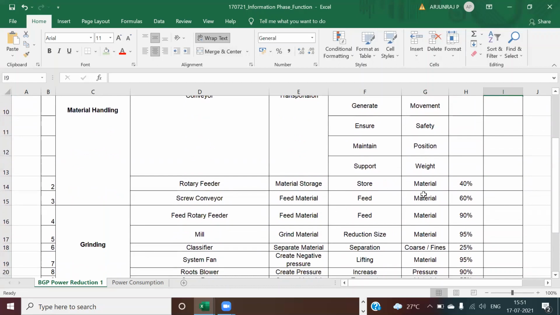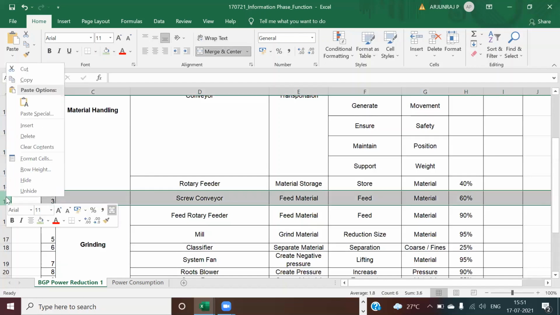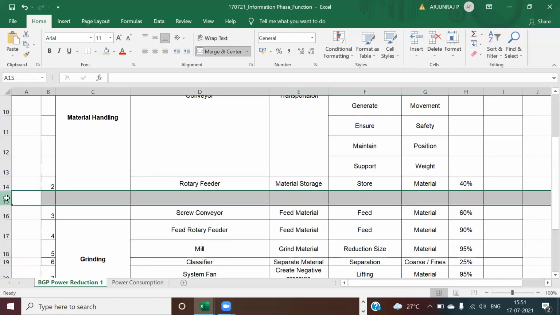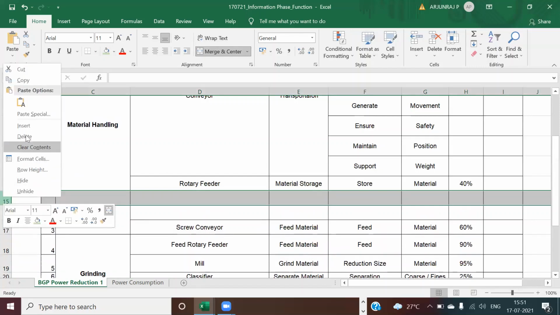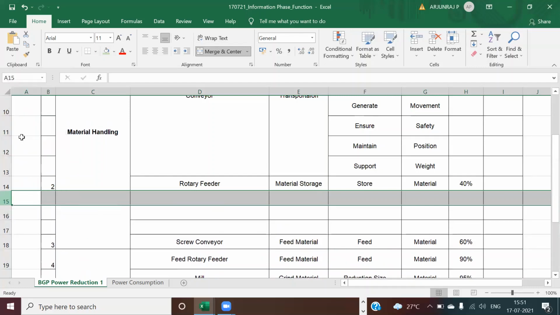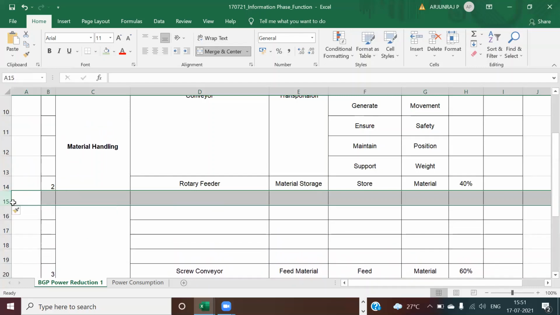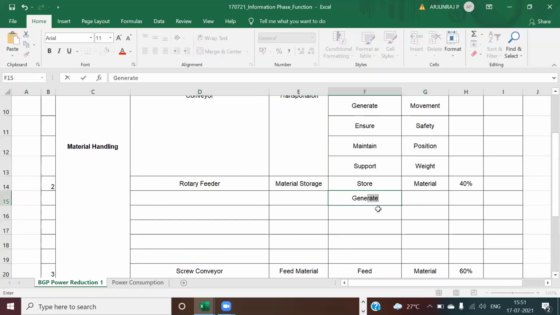Yes, the rotary feeder also stores material. What are the other functions, according to you, apart from this? Again, it's an activity or action where material is conveyed from one point to another. We are feeding it, but there is a movement of material. Generate movement, yes. And apart from that, it also supports weight.